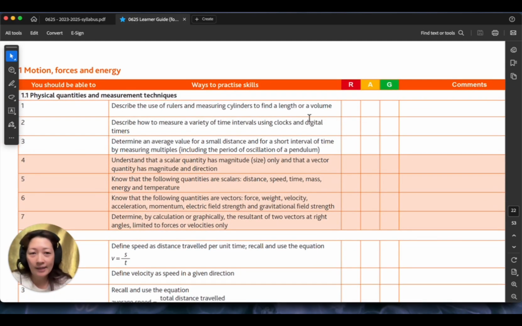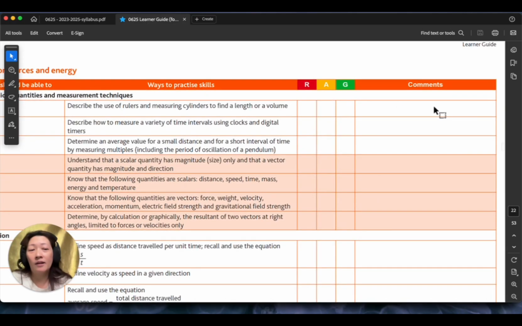What you do is you read this skill and you put a check mark in the box where you feel represents your current skill. For example, if you feel very confident about your ability to describe the use of rulers and measuring cylinders to find a length or a volume, you put a check mark under the green box. However, if you feel okay, you're reasonably confident but need more practice, then you select amber. If you're like, oh my god, I don't even know how to use this at all, I need help, I need to learn this, then you select red. If there are any additional comments that you want to write, you can write it here. For example, you can write, do more past year questions, or speak to a teacher to learn more about this, or whatever else you would like to write.